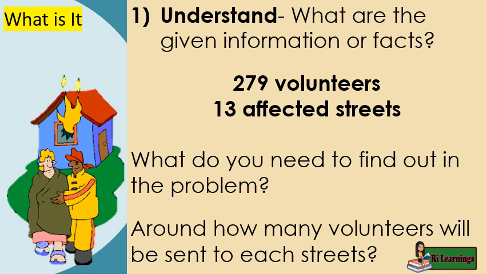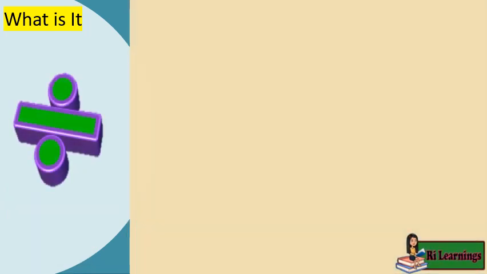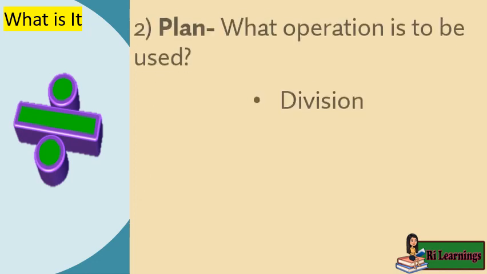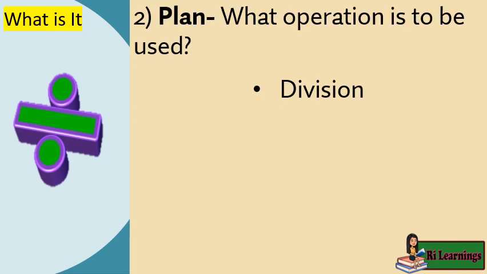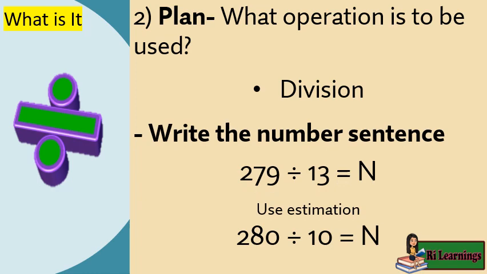One, Understand. What are the given information or facts? 279 volunteers, 13 affected streets. What do you need to find out in the problem? Around how many volunteers will be sent to each street? Two, Plan. What operation is to be used? Division. Write the number sentence. 279 ÷ 13 = n. Use estimation. 280 ÷ 10 = n.